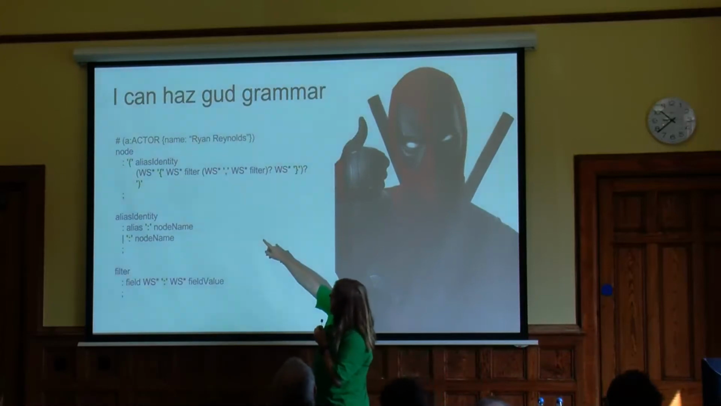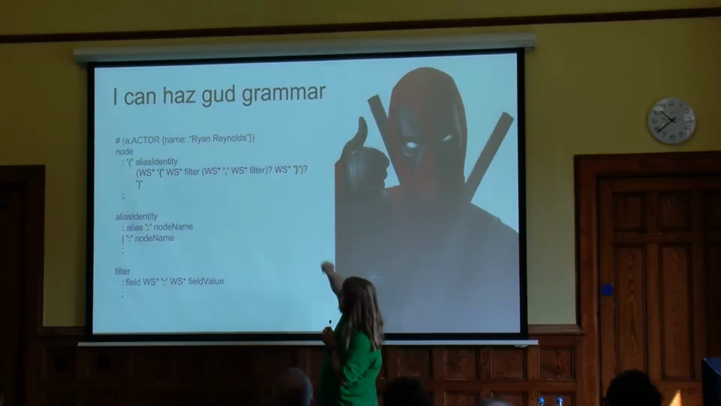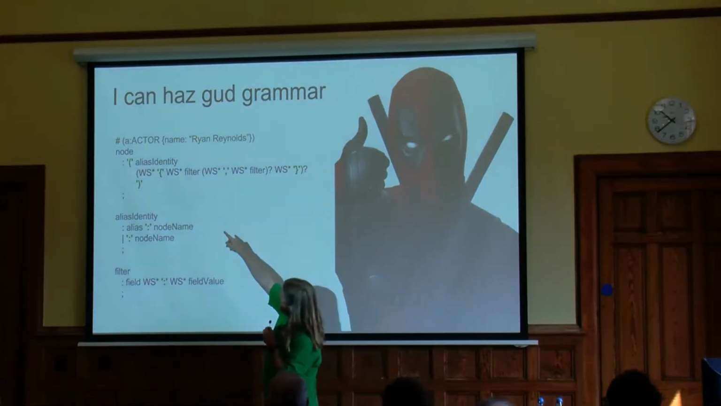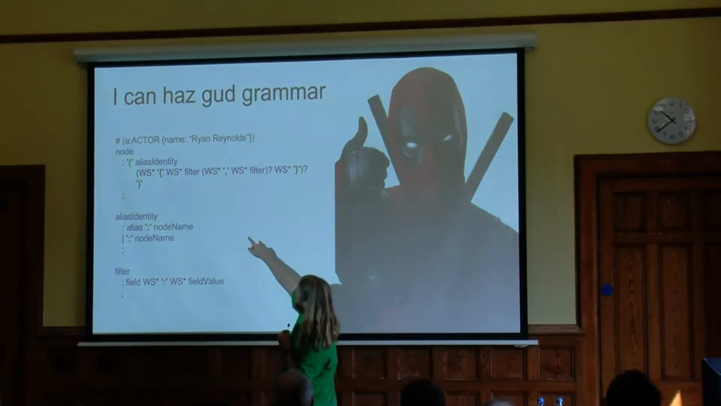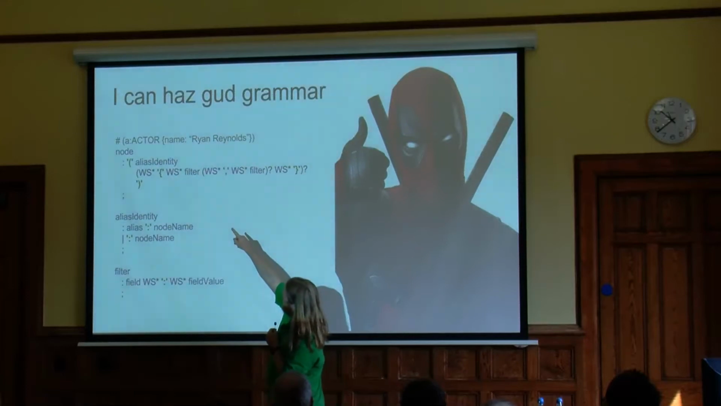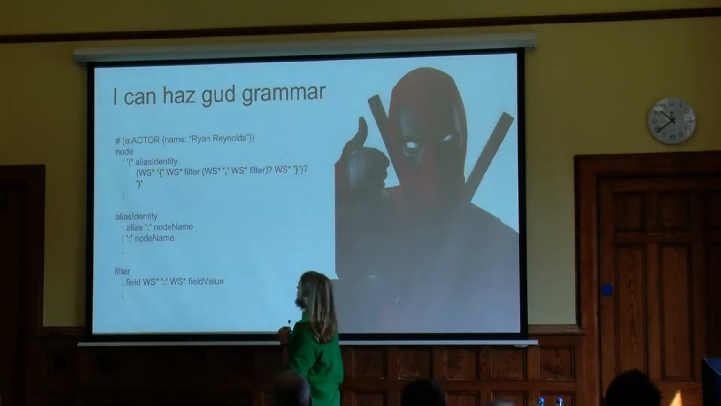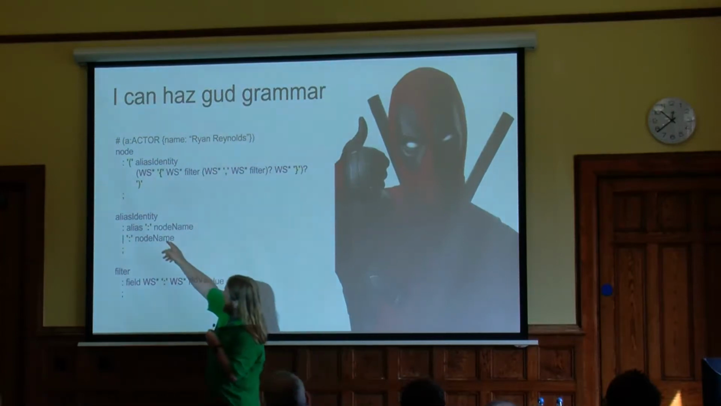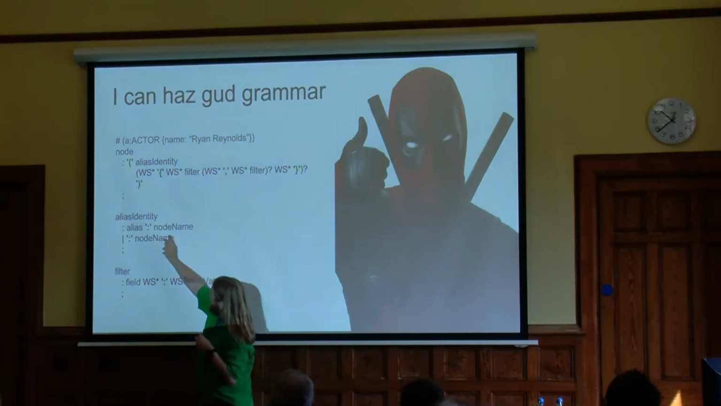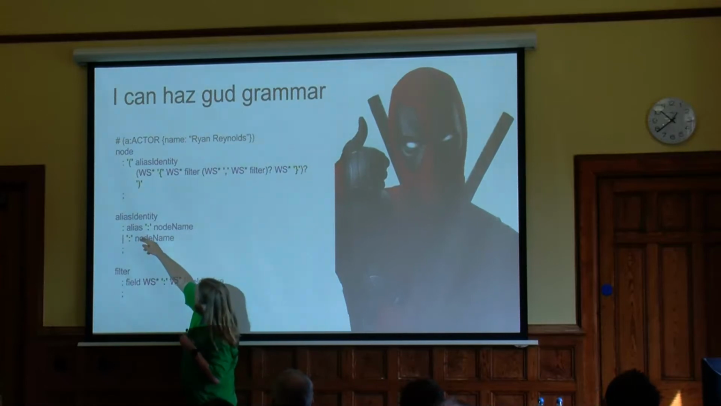as you can see, open round brackets, close round brackets, and then we've got an alias identity, which will be the a:actor, and then a filter, which will be the curly brackets and everything inside, and then potentially multiple versions of the filter. And here we have our alias identity, where we've defined an alias and a node name. So we have the a from the top here as the alias, and then the actor as the node name.